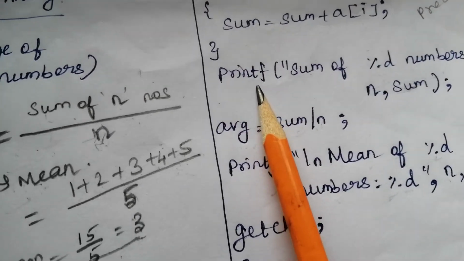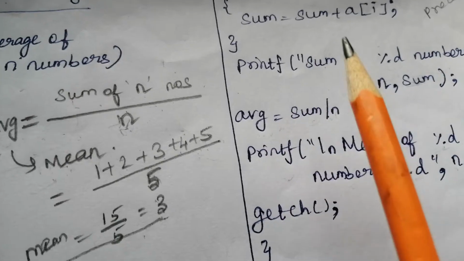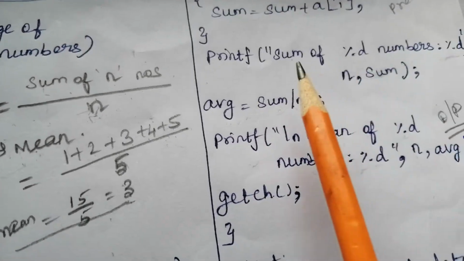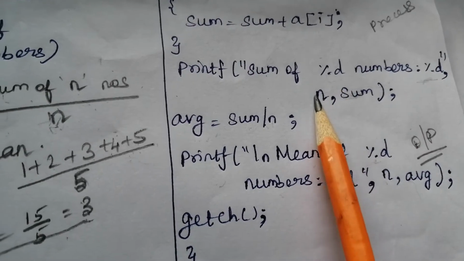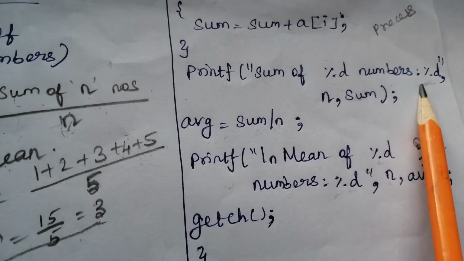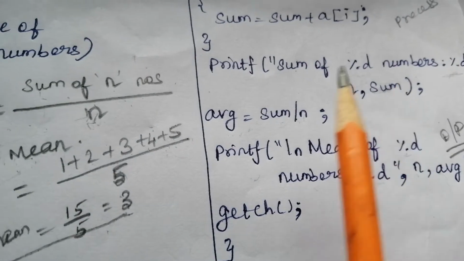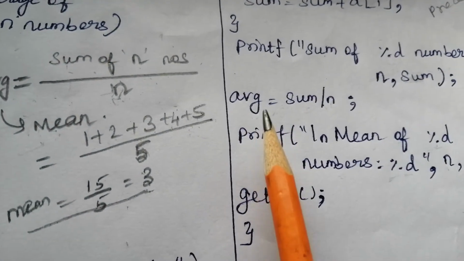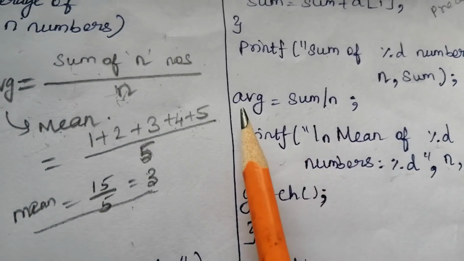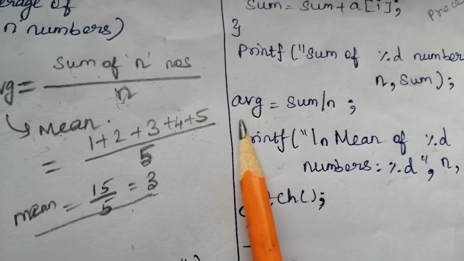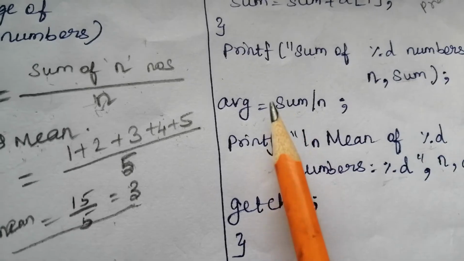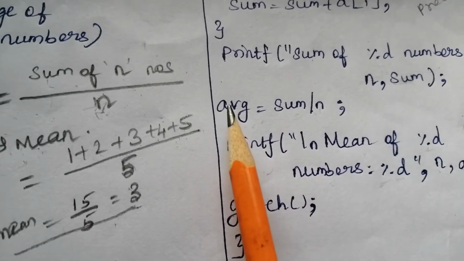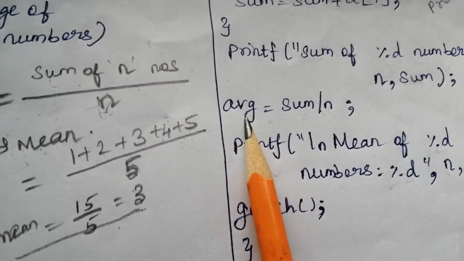After that I have displayed the sum result, for understanding purposes: Sum of %d numbers is %d. The first %d refers to the n variable, and the next %d is the sum result. After that I do the operation avg equals sum divided by n. avg is otherwise known as mean. Once it has been calculated, the value will be stored in the variable avg, which is the resultant variable.